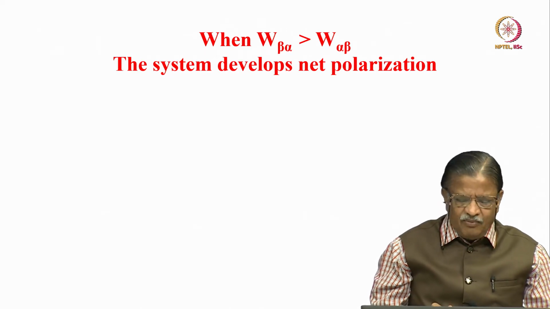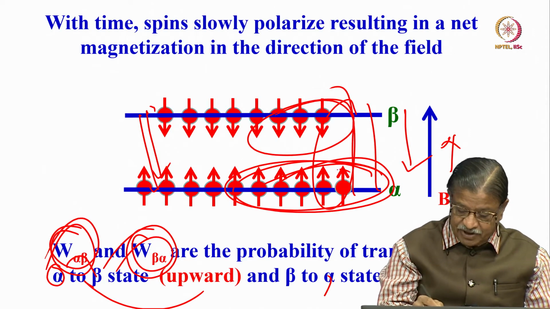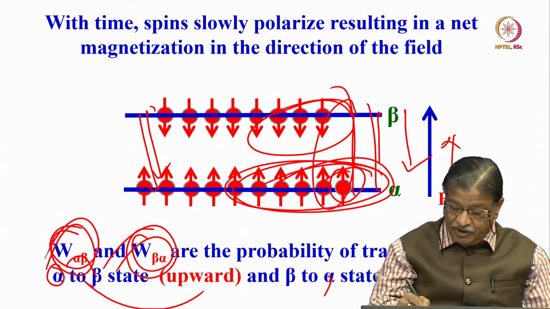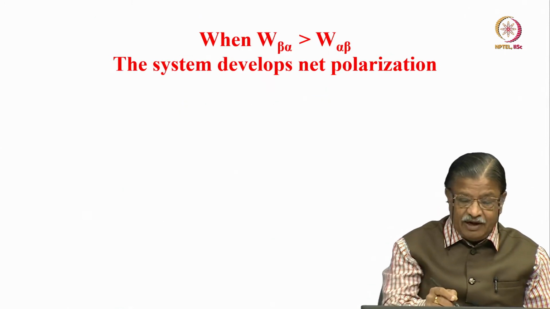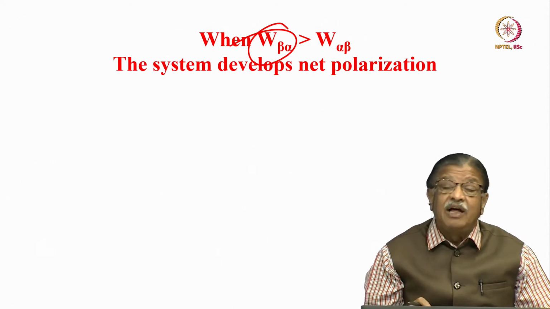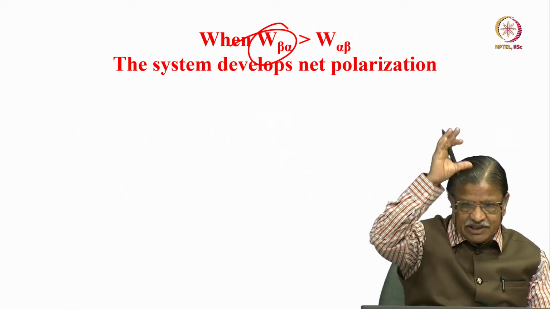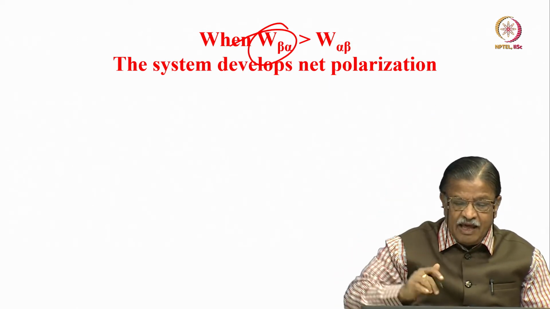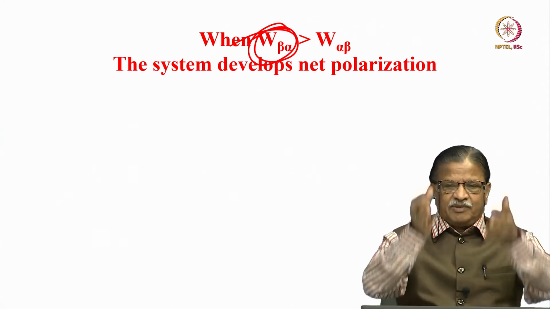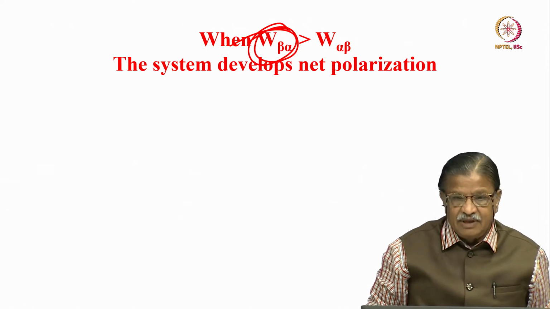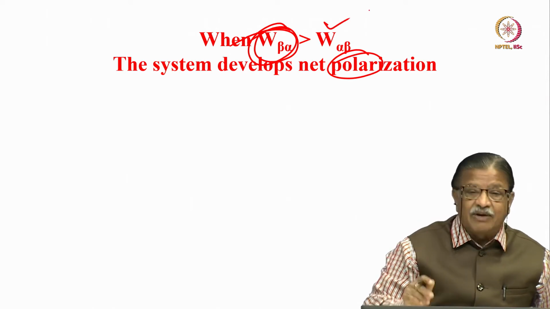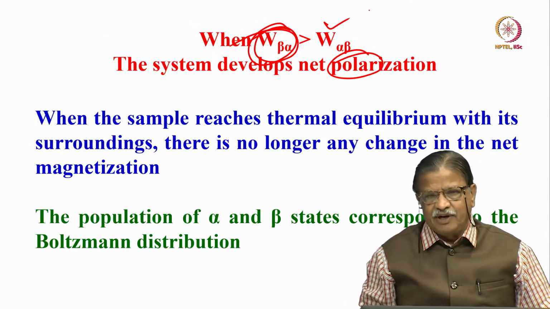Now when will this situation happen, when there is a maximum population in the alpha state? The population difference will become more when W beta alpha, the transition probability from beta state to alpha state, becomes larger than W alpha beta. Spins can simultaneously go from alpha to beta and beta to alpha. But when this transition probability is larger, there are more spins in the alpha state, that is, more spins aligned along the z axis. Then only will the system develop net polarization. That is an important consideration. So this is the condition required for the spins to develop net polarization, net magnetization.